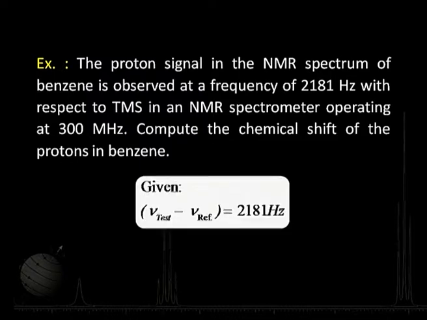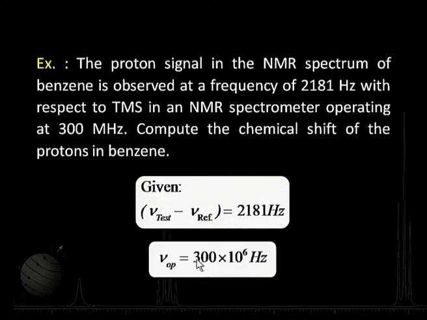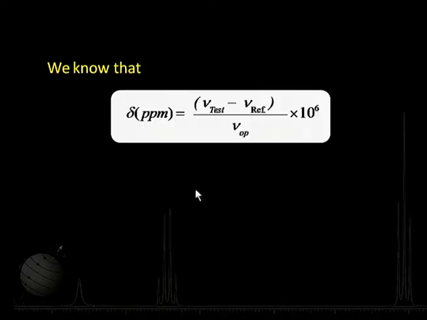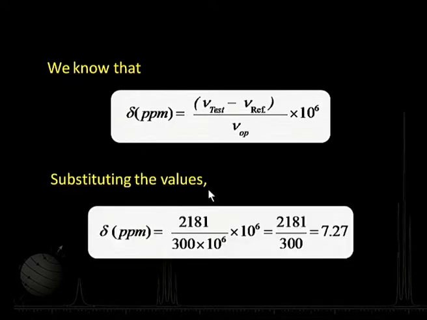It is very simple to evaluate. What we are given here is the shift in frequency, 2181 hertz, and operating frequency is 300 into 10 to the power 6 hertz, that is 300 megahertz. I just substitute into the expression for my delta which we defined just now. When I substitute there, what I get is delta ppm equal to 7.27. So, this is just a number, no unit to this. So, we say that the benzene protons absorb at delta equal to 7.27.